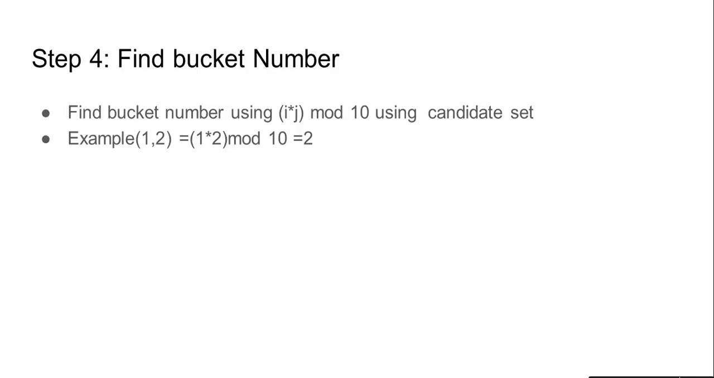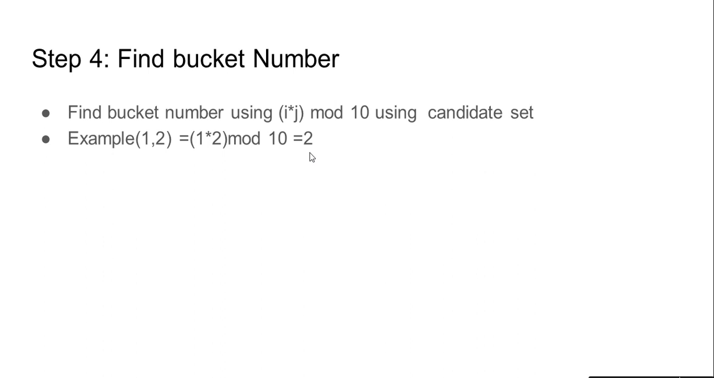Coming to our step 4, now that we have already found out which pairs make the transactions, we will try to find out which bucket each particular transaction is to be put in. To find the bucket number, we use a formula: i times j mod 10. Here i and j stand for the items which are brought together. Let's say I am talking about the pair 1, 2. So i is 1, j is 2. So 1 into 2 mod 10. That will be my bucket number.